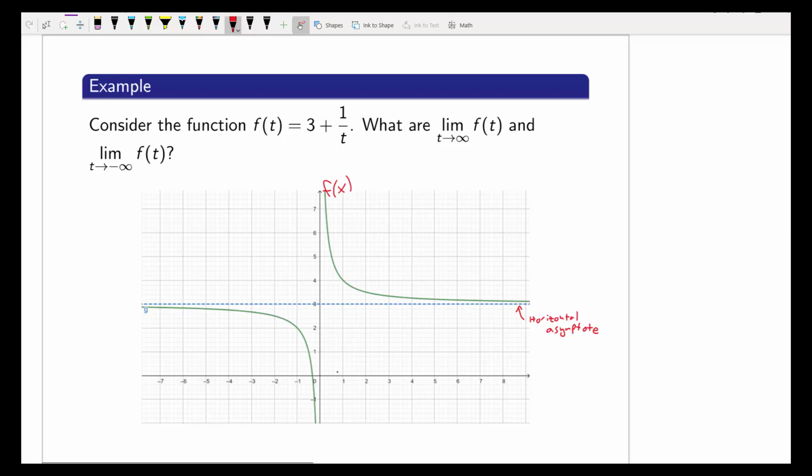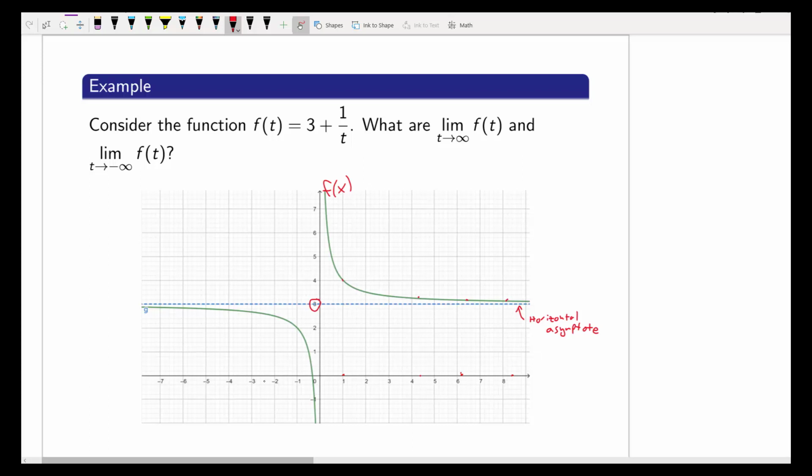As we plug in inputs, maybe we start by plugging in a value here, we get an output up here somewhere, but then as we move farther to the right, these outputs are decreasing. Maybe I plug one farther out, I get a little bit smaller, but they're not decreasing forever, right? So the outputs are approaching this blue line, which is the number 3. So in this case, we would expect the limit as t goes to infinity to be 3.